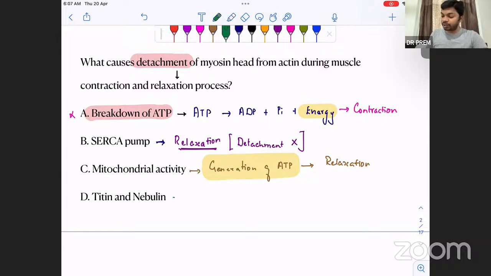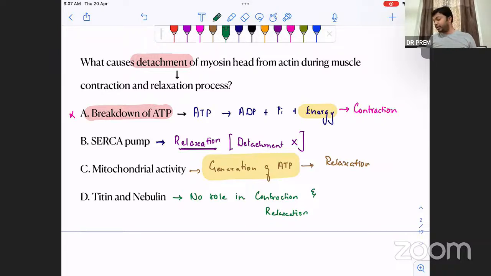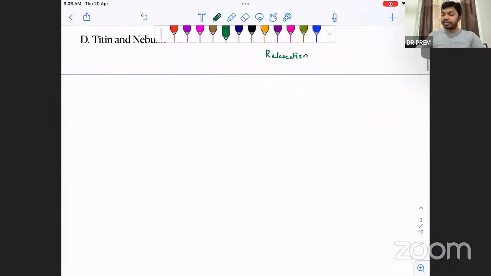Titin and nebulin have absolutely no role in both contraction as well as relaxation. So out of the options given, the best option that fits relaxation by separating actin and myosin is the one and only option C, mitochondrial activity. So let's see what exactly happens there, doctors.